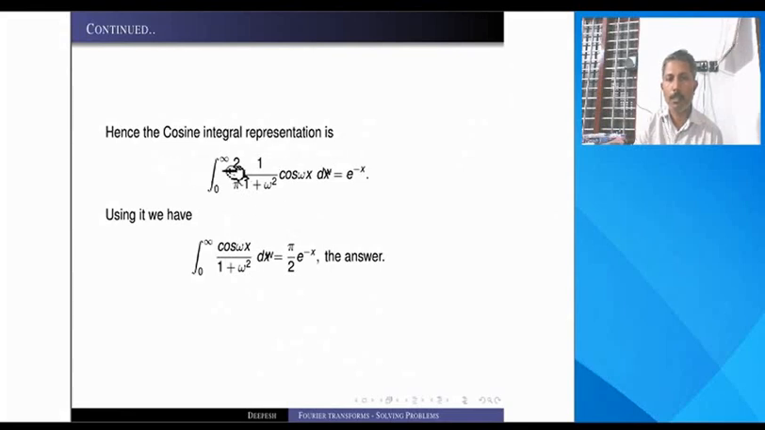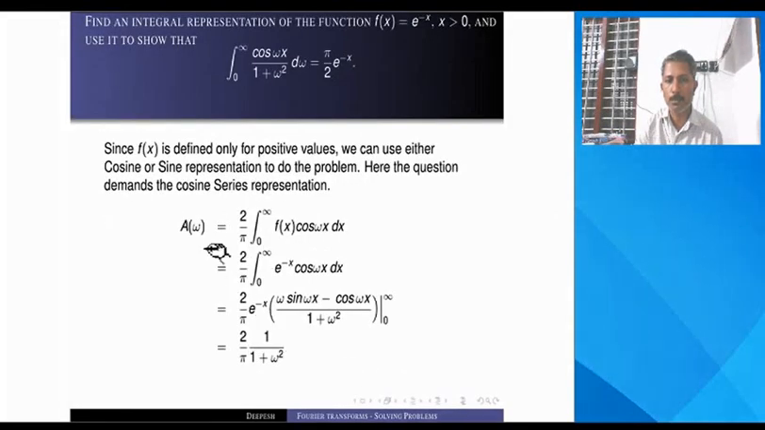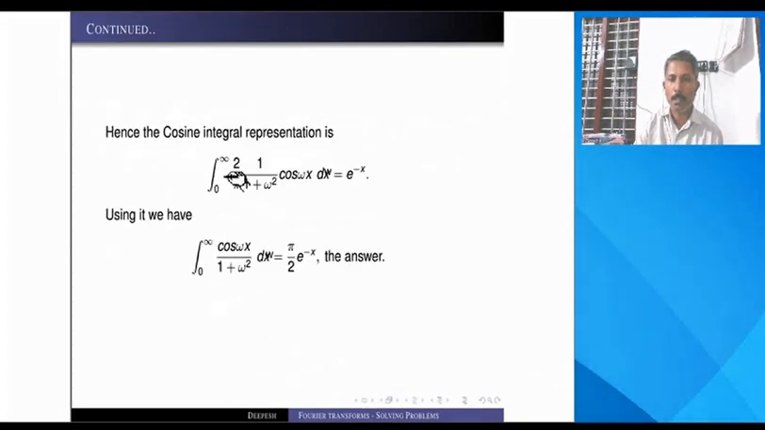the cosine integral representation is simply you find A(omega) and calculate the value. This will be an expression in omega. So you substitute that A(omega) here. So integral 0 to infinity A(omega) cos omega x d omega is equal to e raised to -x. Sorry that I have written dx here. It has to be d omega.